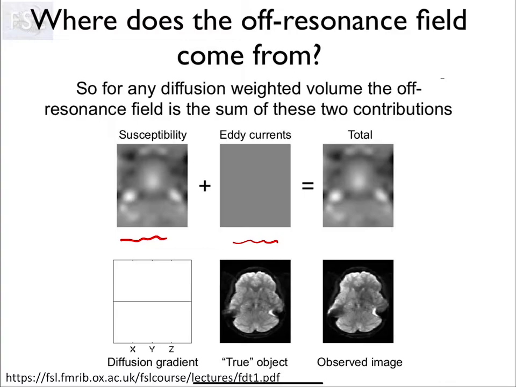And so what that means is if what we want to measure is this, what we actually get most of the time is something like that. And so we need to fix that before we pass it into the DTI fit.